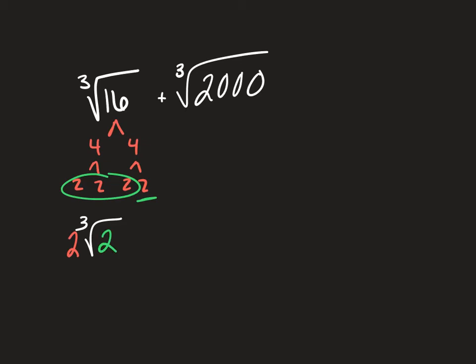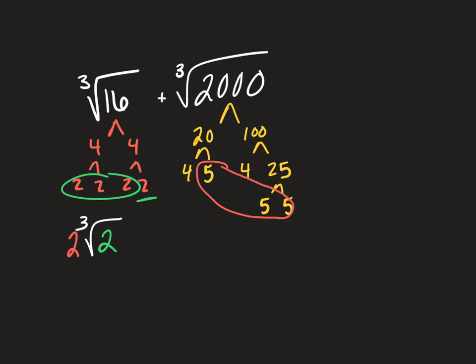And then when we split up 2,000, let's go with 20 and 100. 20 is 4 and 5. 100 is 4 and 25. And 25 gives me 5 and 5. So I have this group here. So we can take out, oh, I didn't split my 4s. All right, I'm going to redo that just because it's hard to follow.